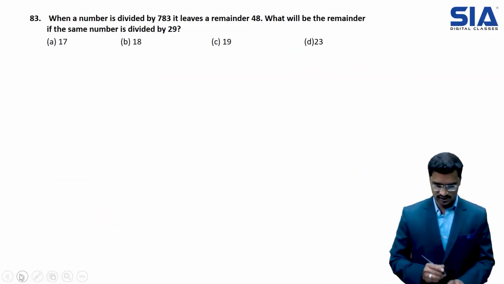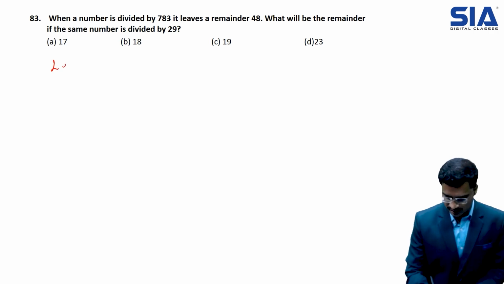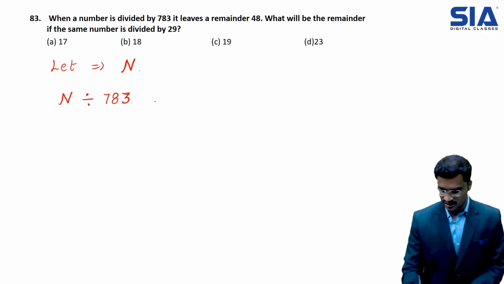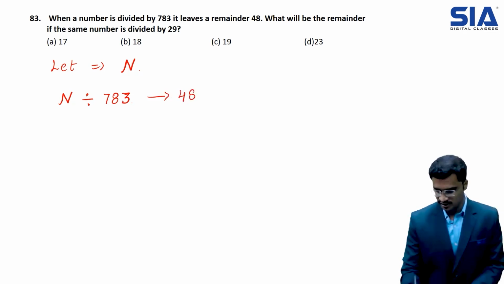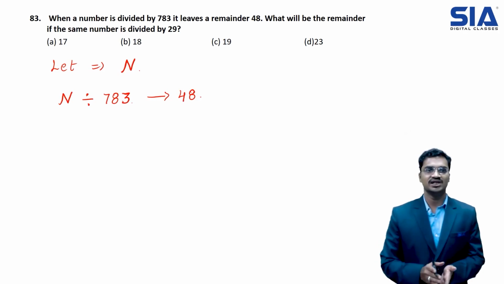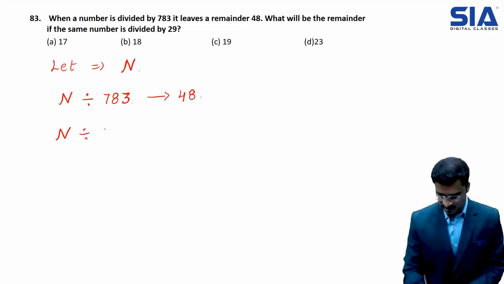Now coming to the next question. When a number is divided by 783, let us assume our number be n. So a number n is divided by 783, then we are getting a remainder of 48. And what will be the remainder if the same number is divided by 29? If the same number n is divided by 29, we have to find the remainder.